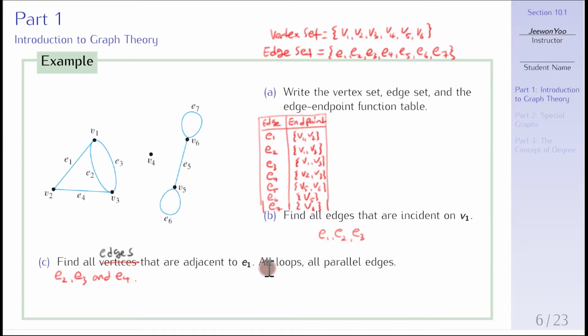Next, we have to find out all the loops. All the loops are E6 here and E7 here. The reason is, everyone, because these are the edges which connect a vertex to itself. So E6 and E7 are the answers for this. Finally, all parallel edges. Well, I see these are parallel edges. Okay, everyone, that's the end of the first example. I hope these new vocabulary are getting easier to understand.